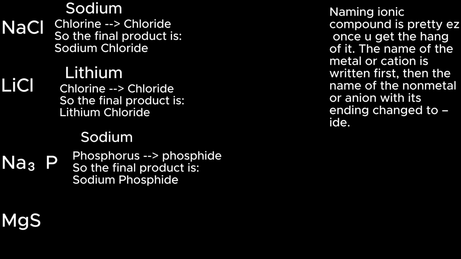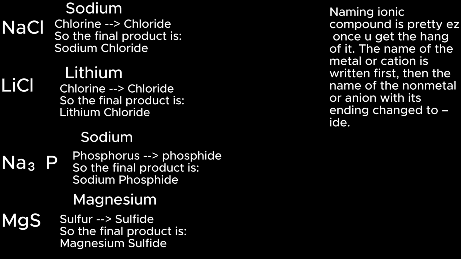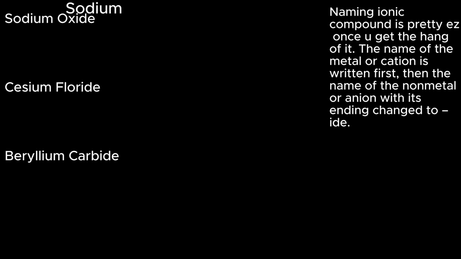Now let's move on to the last one. So we got magnesium as our metal. So we get magnesium and then sulfur. But then sulfur gets the suffix IDE. So sulfur becomes sulfide. So we get magnesium sulfide.